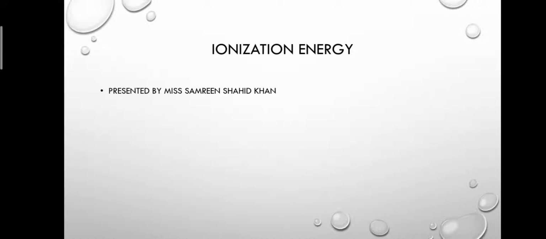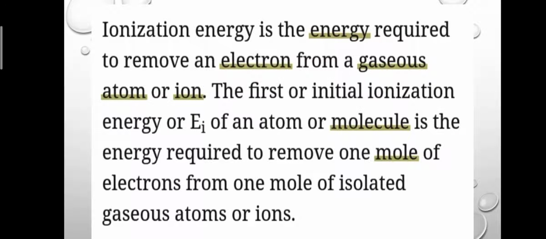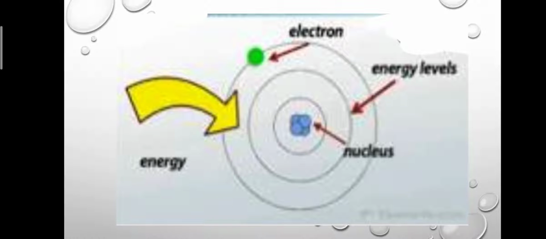Now let's dive into the topic. Ionization energy is the energy required to remove an electron from a gaseous atom or ion. The first or initial ionization energy, or E1, of an atom or molecule is the energy required to remove 1 mole of electrons from 1 mole of isolated gaseous atoms or ions. It is the energy required to remove the electron.